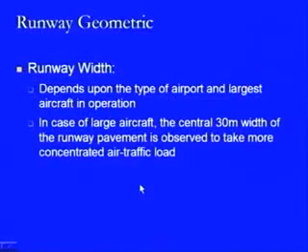In case of a large aircraft, the central 30-meter width of the runway pavement is observed to take more concentrated air traffic load. That is the lateral displacement of the aircraft with respect to the pavement. So, within the central 30-meter width, most of the loads are coming, whereas outside of that the loads will be reducing.